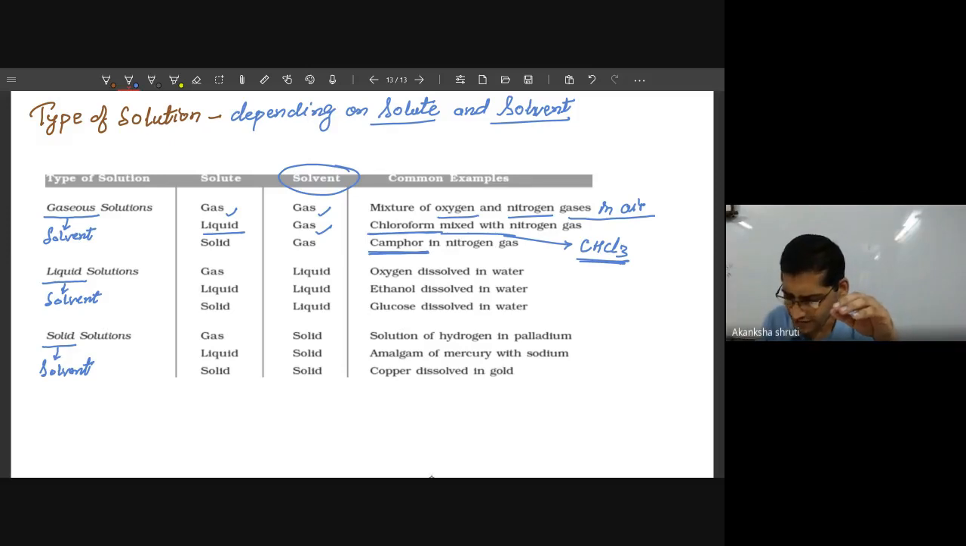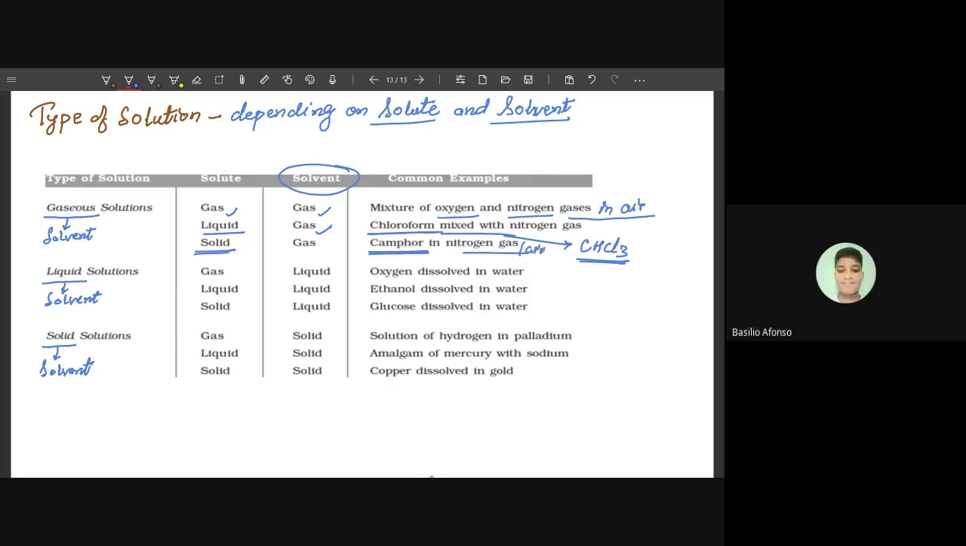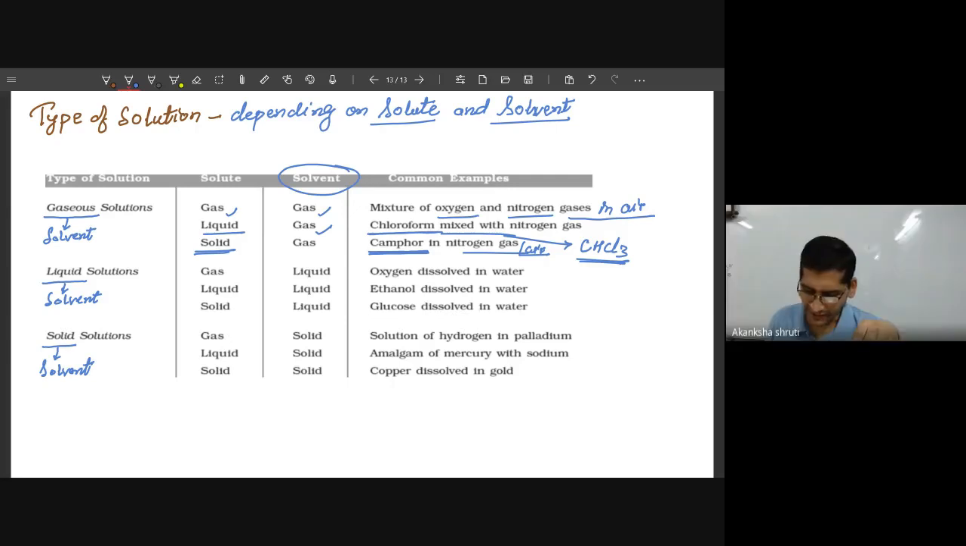Here only nitrogen gas is written, but it is possible to just go into the air. So camphor is the solute and air or nitrogen is the solvent. Okay, students, this we have to keep in mind. If you have to tell about the solute and solvent, camphor is the solute, which is solid, and nitrogen or air is the solvent. And overall, camphor in air is called the solution.